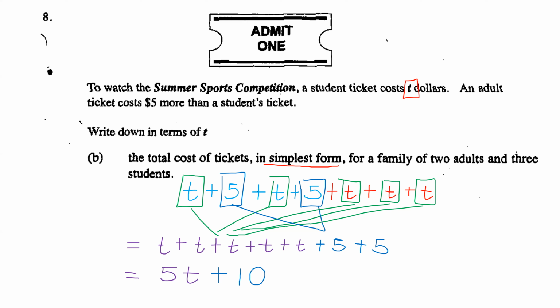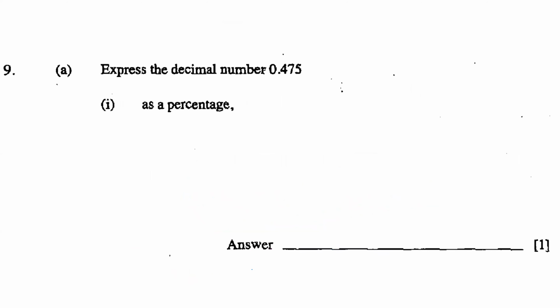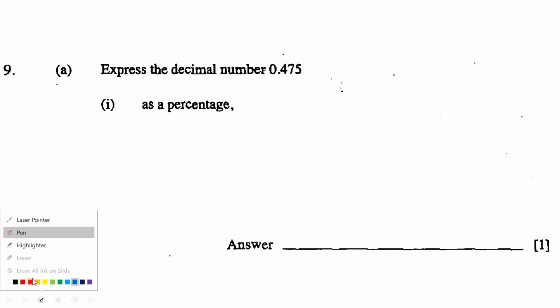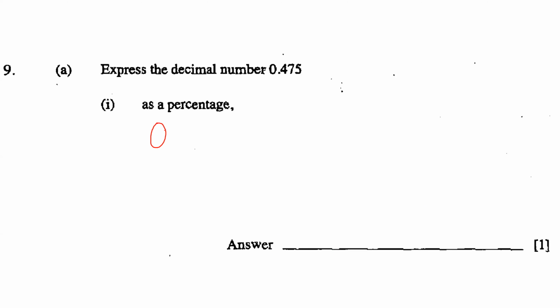Question number 9A. It says, express 0.475 as a percentage. So we have 0.475, and we want to express that as a percentage. Now, how are we going to express this decimal as a percentage? In order to do that, we must multiply it by 100.